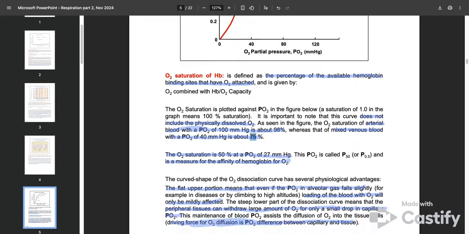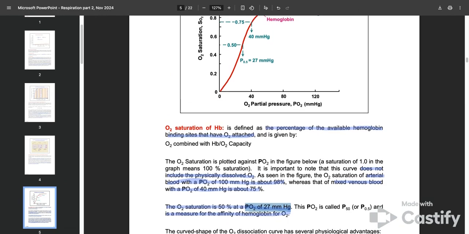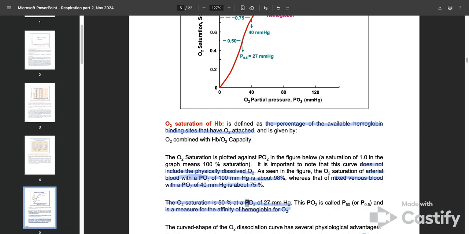The oxygen saturation is 50% at normally a partial pressure of 27. This is the P50, and it is used to measure the affinity of hemoglobin. So if you get your P50 at a partial pressure of oxygen less than 27, that basically means you have higher affinity, and we're going to come to that in a second.